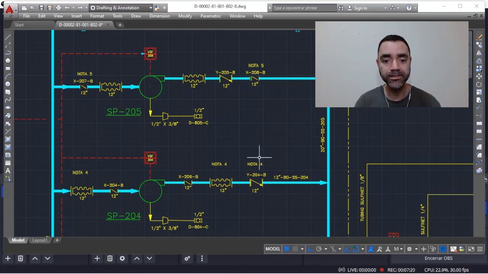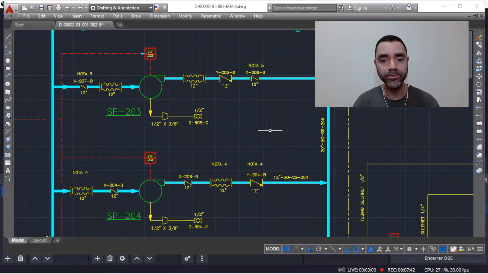But in this case, if I need to keep producing, I can just isolate the discharge and start the SP204 if they are not running in parallel. If they are running in parallel, I just need to stop the SP205 and keep with the 204.